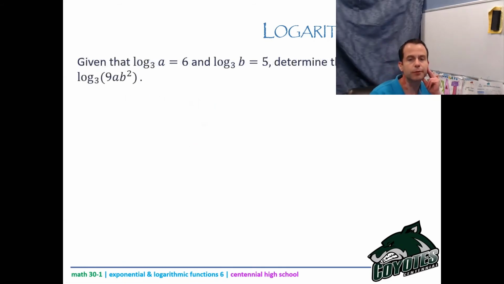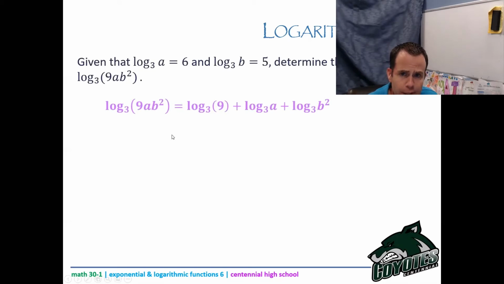Okay, so this one reads: given that log base 3 of a equals 6 and log base 3 of b equals 5, determine the value of log base 3 of 9ab squared. When we have separate things that are being multiplied, we expand that out to be separate addition. So I'm going to write that as log base 3 of 9 plus log base 3 of a plus log base 3 of b squared.